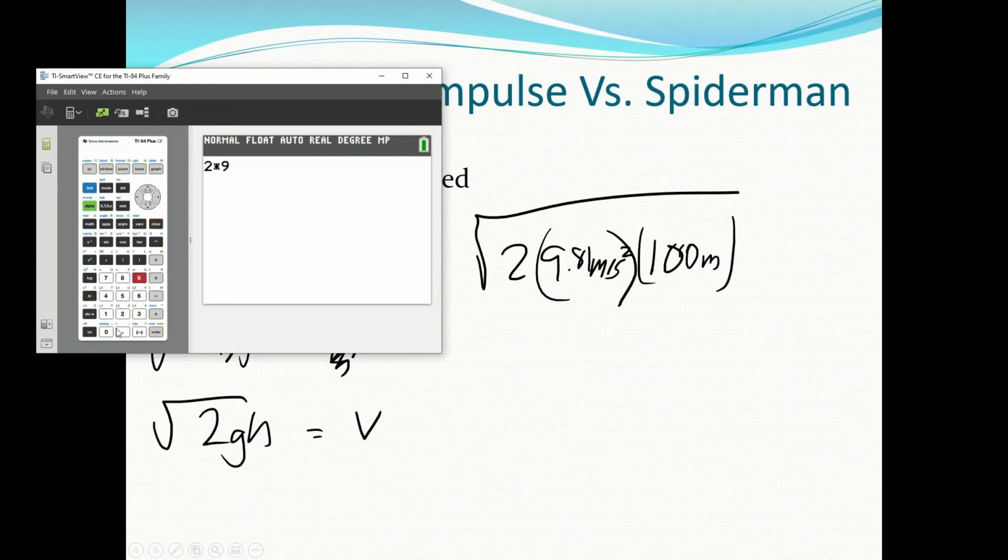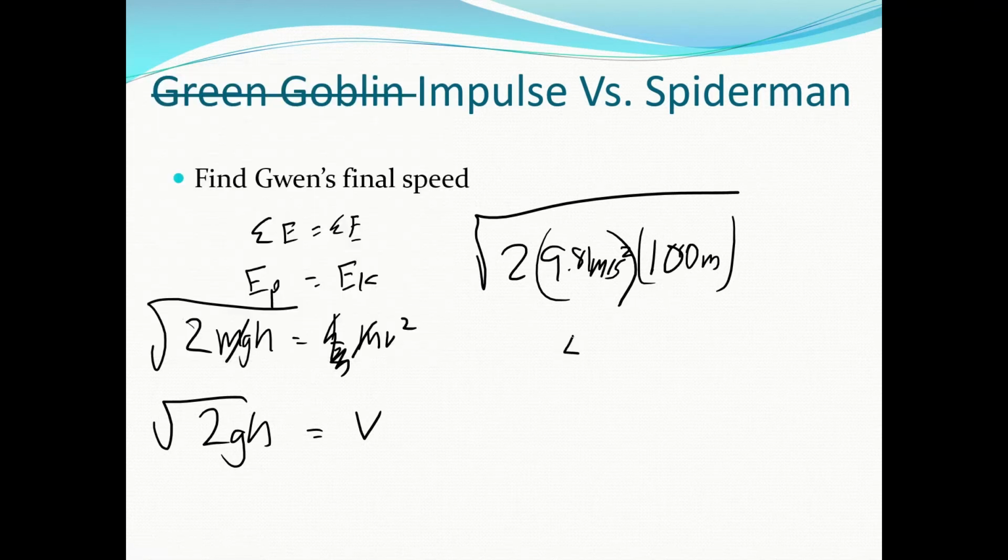So 2 times 9.81 times 100, square root. So Gwen Stacy would be going about 44 meters per second. Okay, that's how fast she would be going, around 44 meters per second.